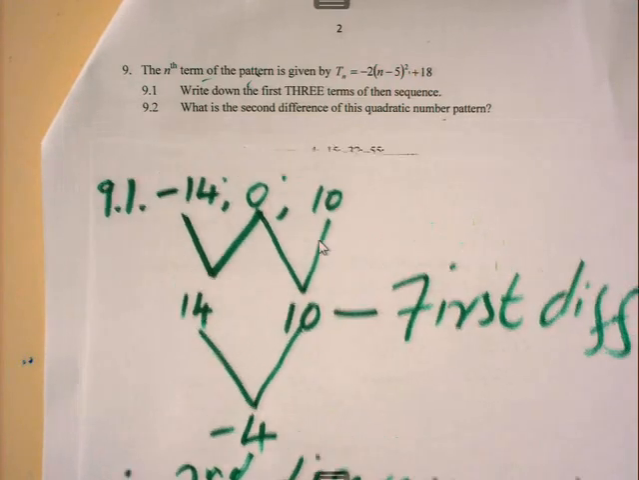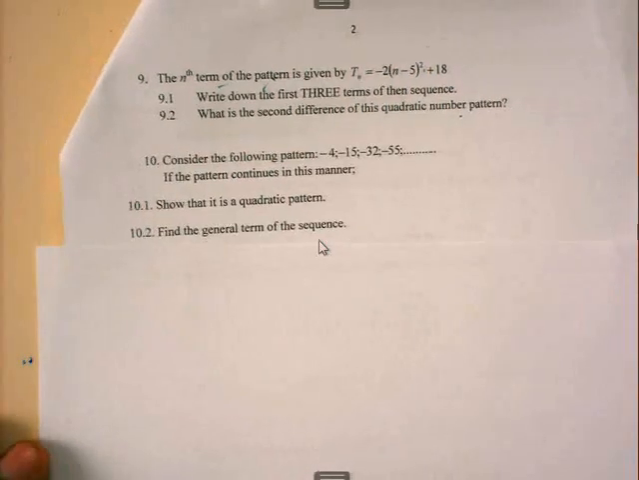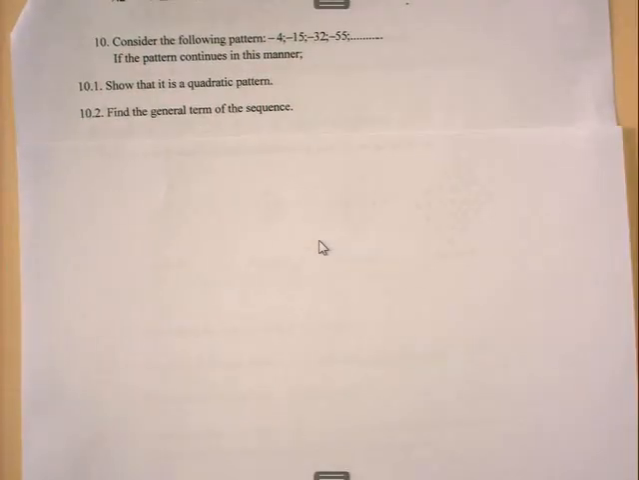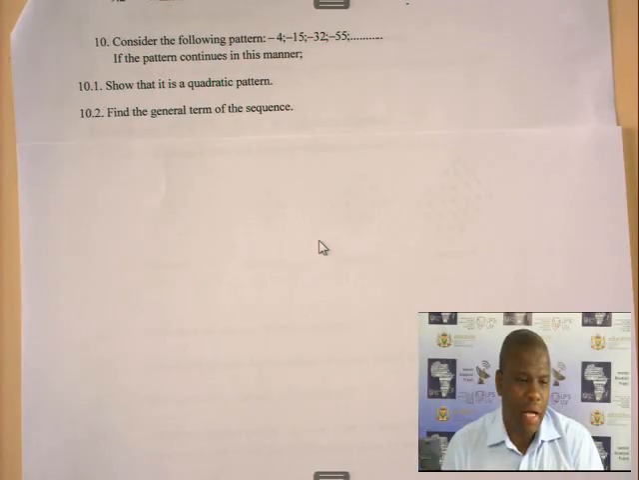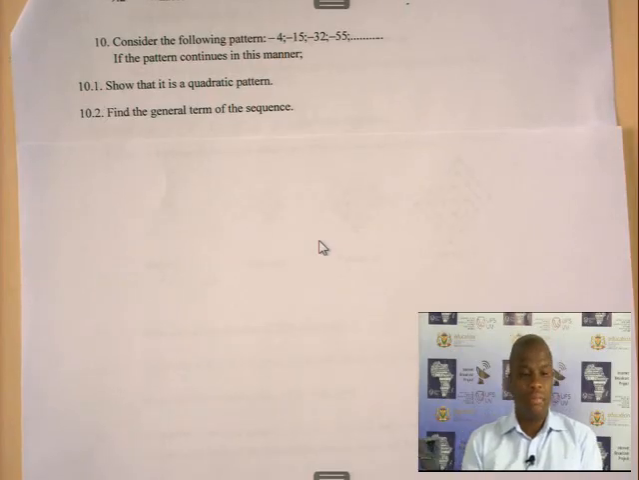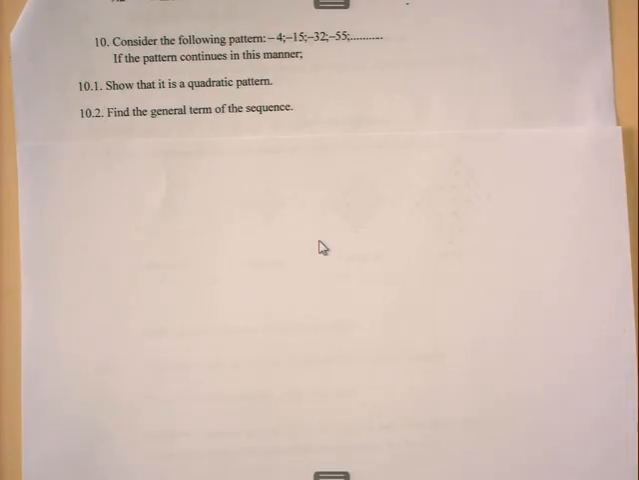Check the next question, question number 10. Consider the pattern: minus 4, 15, minus 32, minus 55. If the pattern continues in this manner, show that it is a quadratic pattern. The question states, show that it is a quadratic pattern. And then 10.2, find the general term of the pattern.